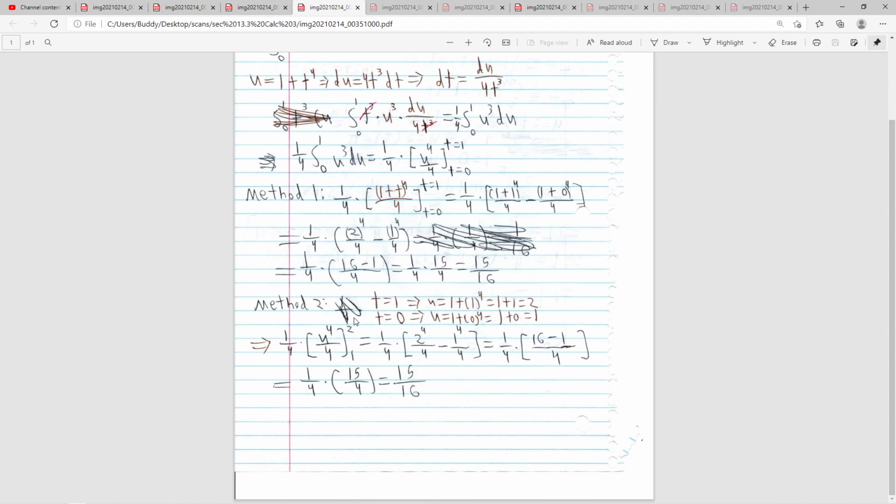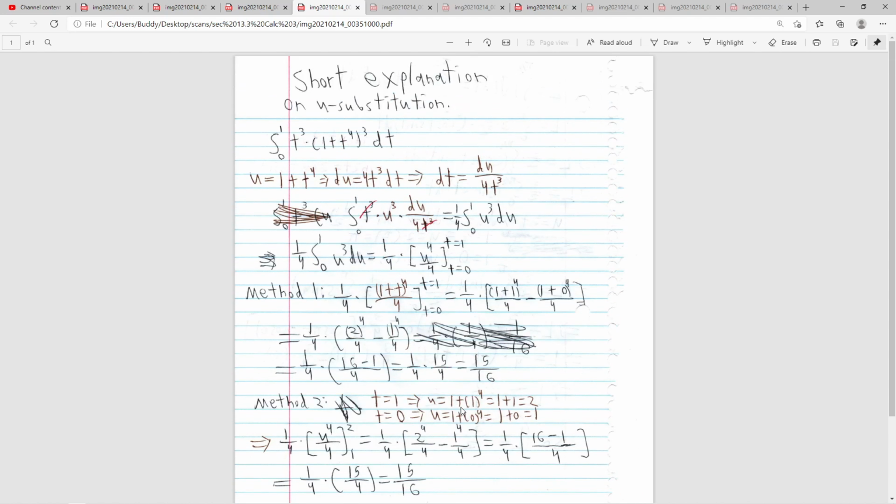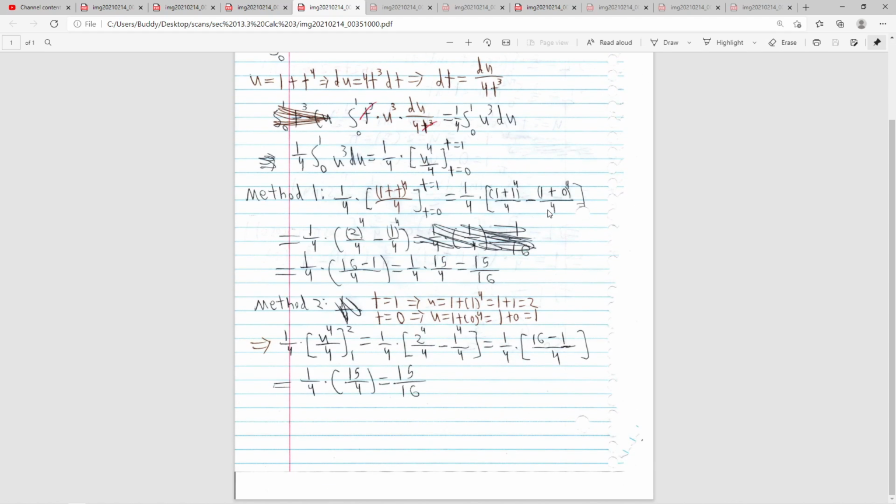This is one method, and method 2 is what I did in the other problem, and I think it is more efficient, at the very least. This way you don't forget to substitute back in for u. Do this early on. Get t in terms of u. So t equals 1 and t equals 0, I get my values of u equals 1 plus 1 to the fourth power, and u equals 1 plus 0 to the fourth power, which is 1 plus 1 and 1 plus 0, so 2 and 1 respectively. I get two values. And you plug that in, you get the same answer, 15/16, for both methods.